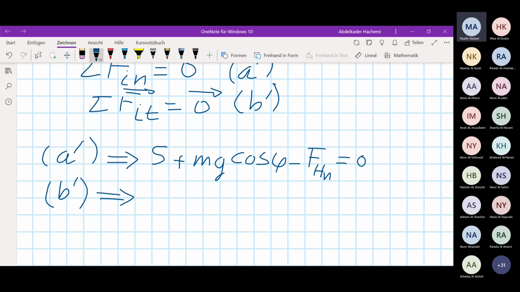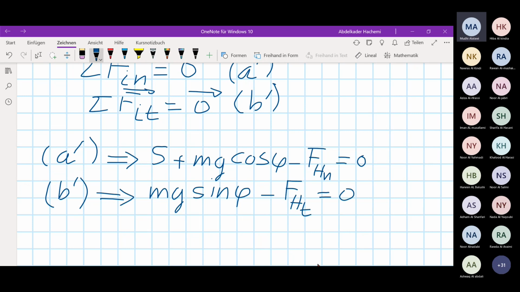Okay, the same for the equation B prime. We have the weight, the mass multiplied by the acceleration, sine phi, and this is minus also the D'Alembert or inertia force in the tangential direction. This must be equal to zero.